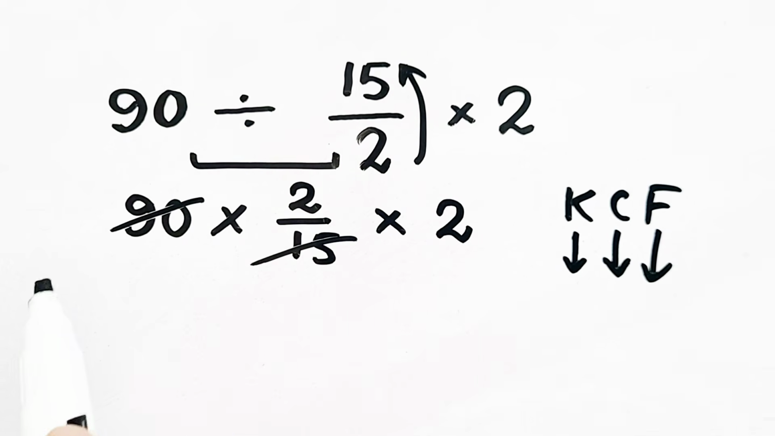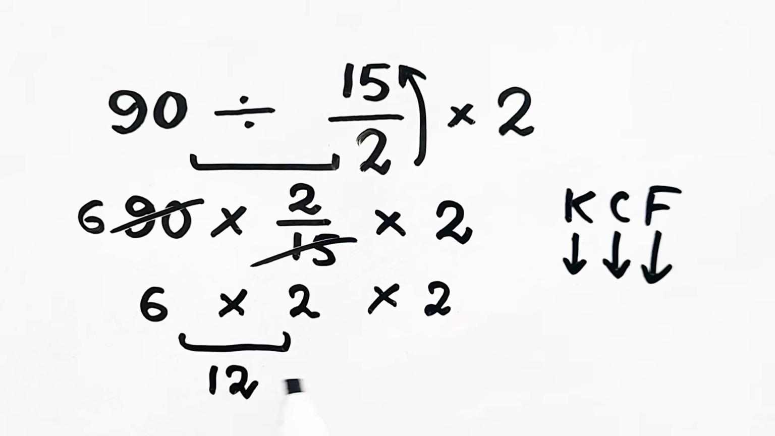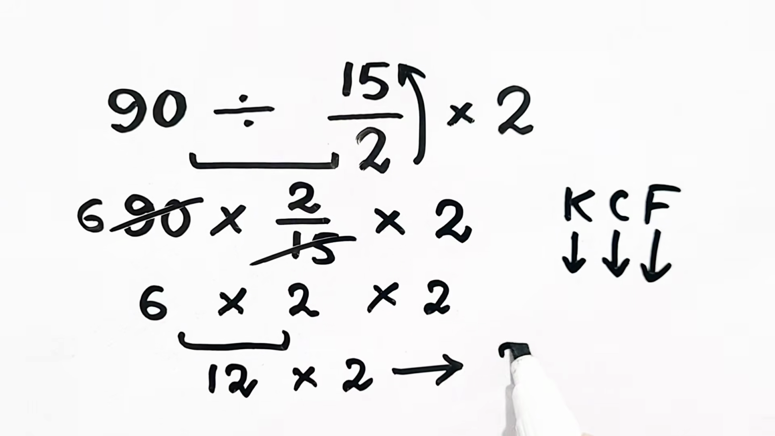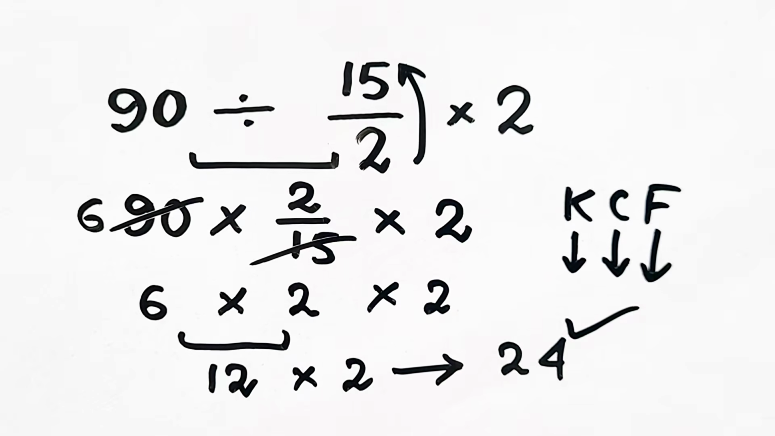15 and 90 are being cancelled. So 6 times 2 times 2. This will give us 12 times 2. Then finally, we will get 24. That is the correct answer.